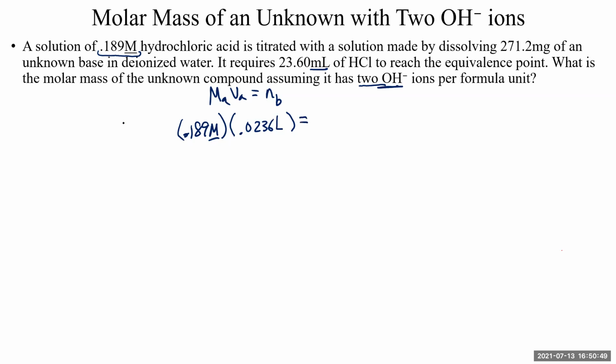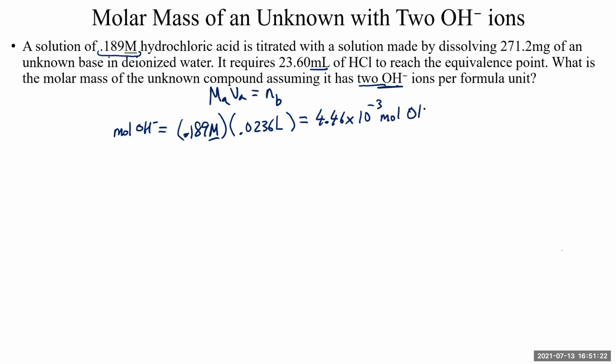So our moles of hydroxide is going to equal 0.189 multiplied by 0.0236 liters. That gets us 4.46 times 10 to the negative 3. By the way, that's 4.46 millimoles if you really want to know. That would be 4.46 millimoles, but we're not going to report it that way.